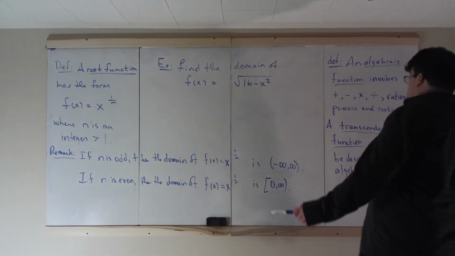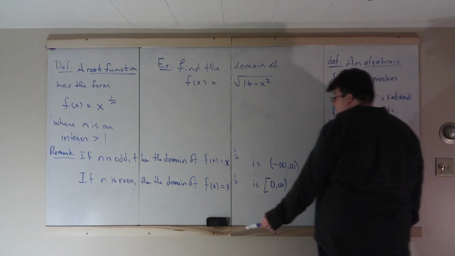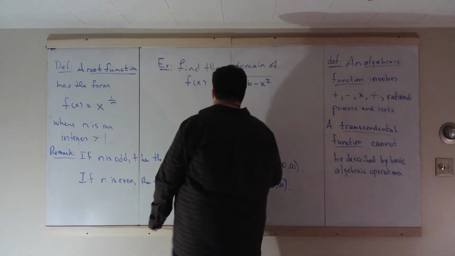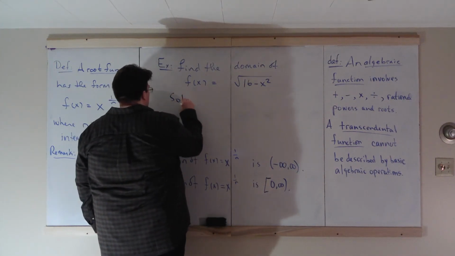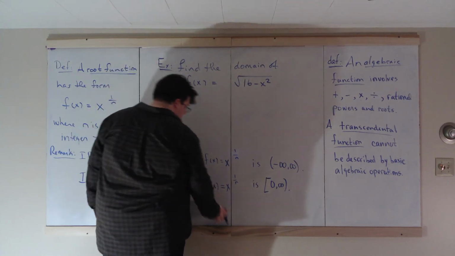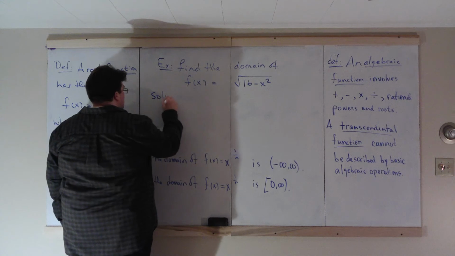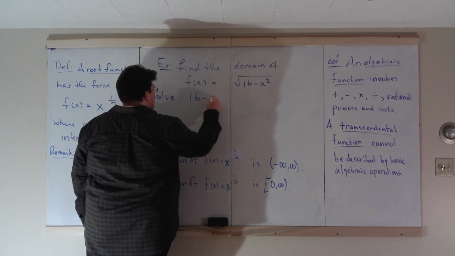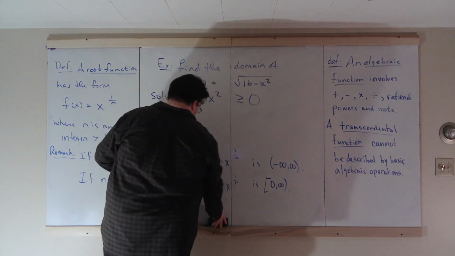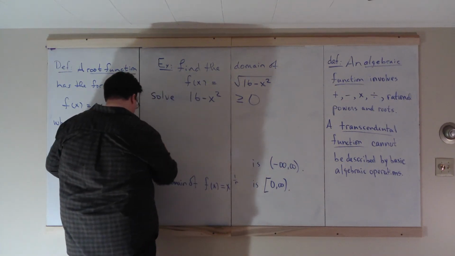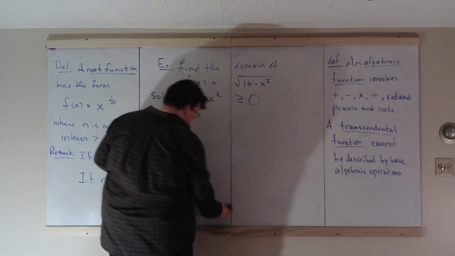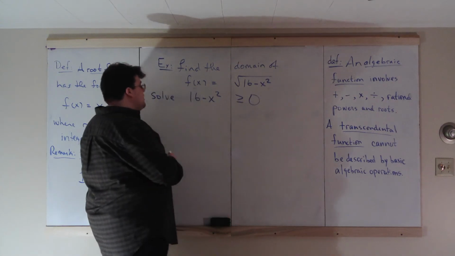So here, the domain of this function will be everywhere where the inside of the square root is greater than or equal to 0. So what we want to do is solve this. Solve 16 minus x squared. We want to set it greater than or equal to 0 by this second remark down here that I'm about to erase. So we set the inside greater than or equal to 0. Well, we solve this. What do we get?